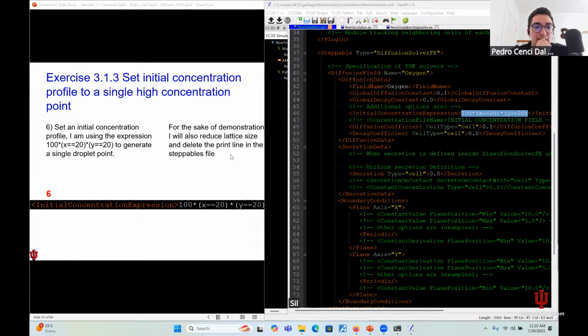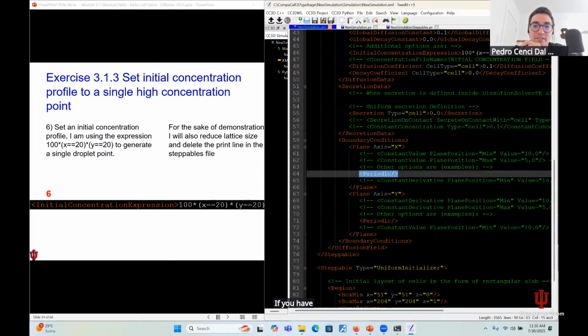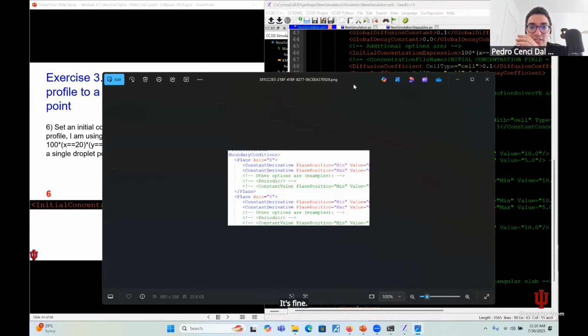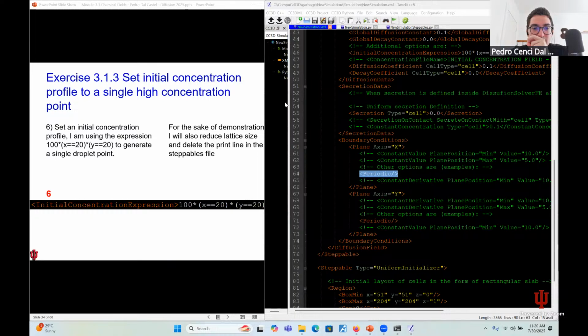Silvani, it's okay. Yes. The different versions will show different things. All you need is to set that to periodic. If you have this to periodic and the other things commented out, it's fine. It doesn't need to look exactly the same. Johanna got it correct. Perfect.